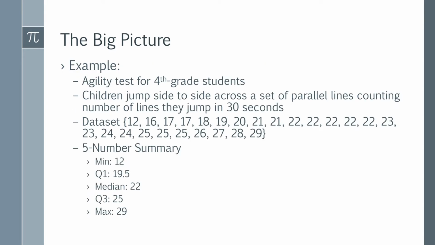We'll look at this example. This is an agility test for 4th grade students. Now the children jump side to side across a set of parallel lines, counting the number of lines they jump in 30 seconds. The data set below that shows the counts of the lines that were jumped for each student in that 30 seconds. And below that we have the 5-number summary. So the minimum is 12, our Q1 is 19.5, our median is 2, our Q3 is 25, and our maximum number of lines jumped in that 30 seconds is 29.